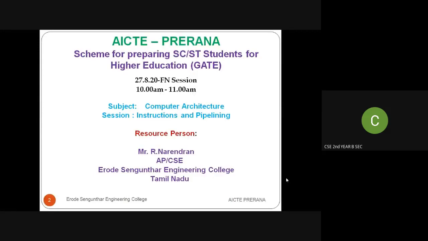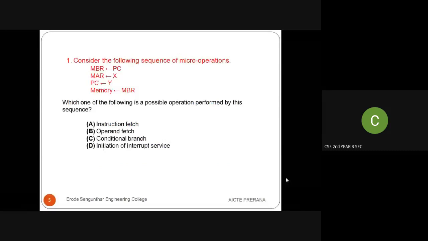Okay. So here it goes, the first question. Consider the following sequence of micro operations. MBR tends to PC, MAR tends to X, PC tends to Y, and memory tends to MBR. Okay, so here is the sequence of micro operations given. So what is the question asked? Which one of the following is a possible operation performed by this sequence? Okay, they have given 4 different options: instruction fetch, operand fetch, conditional branch, and the final one is initiation of interrupt service.